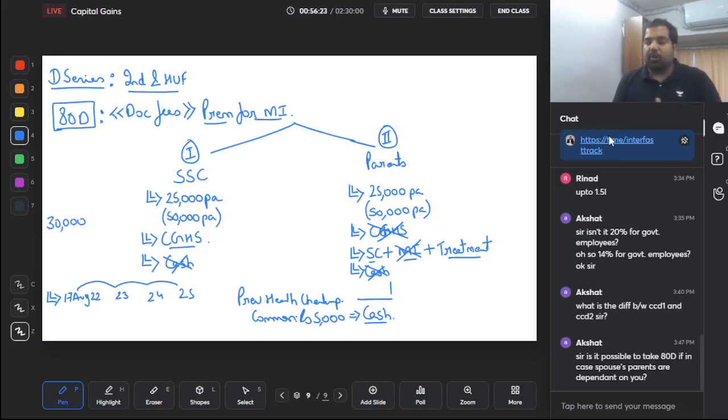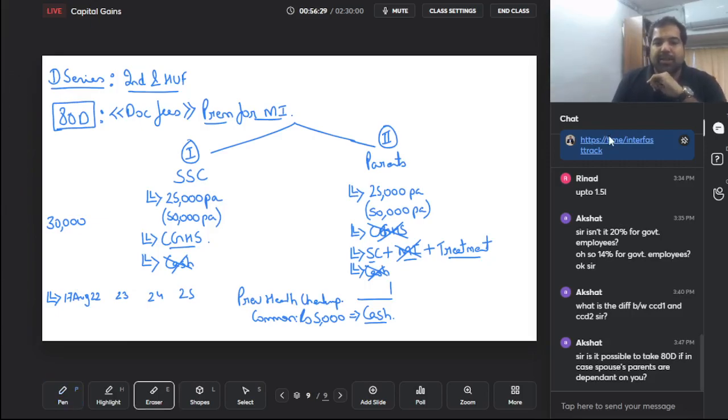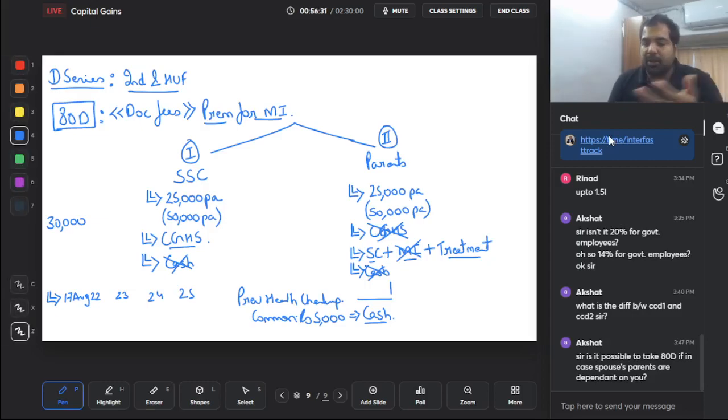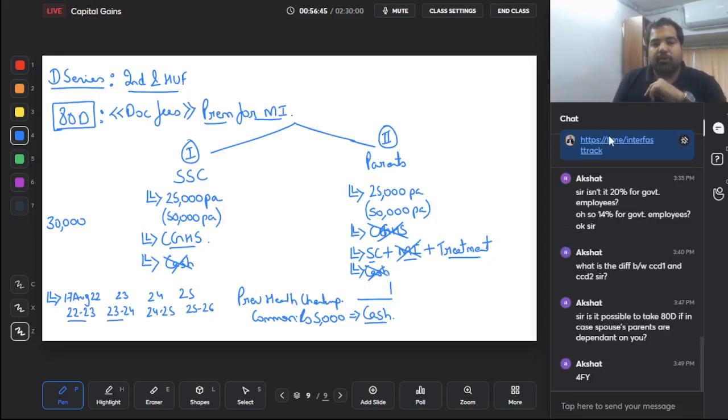Ideally it should be 30,000 divided by 3, but the government says no, it is basically the number of financial years it covers. So let's see how many financial years it covers. It's basically 3 plus 1. So I'll tell you how. This is starting in the year 22-23, this is 23-24, this is 24-25, and this goes till 25-26 because August 25 means 25-26. So it covers 4 years. So it will basically be the number of years plus 1.